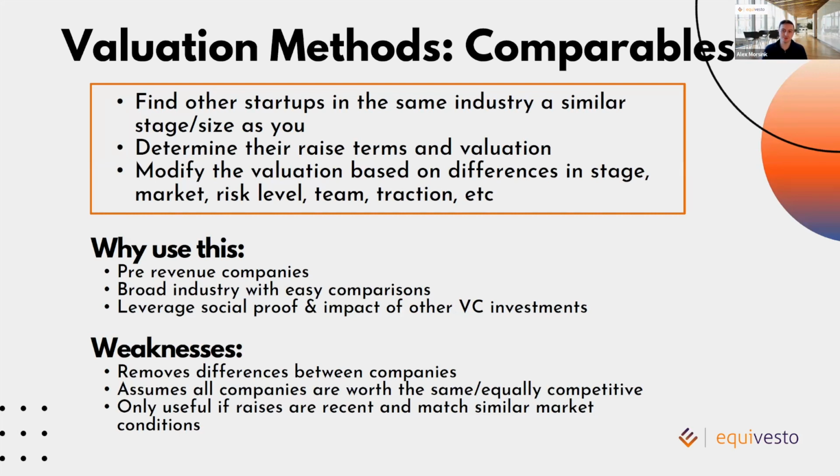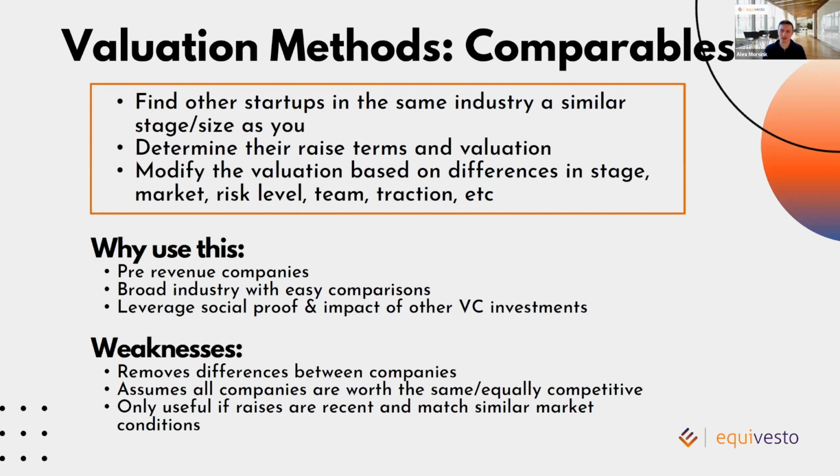So why would you use the comparables method? It works well for other pre-revenue companies who are at earlier stages. It's useful if you're in a broad industry, which has a number of other companies operating in it that have raised recently. So it's easier to make comparisons. And it's a good way to leverage social proof and the impacts of other VC investments. So you can say, look, these other VCs invested in this company at a similar stage. We are comparable, or we're doing better than that company. That's why we would make a good investment.